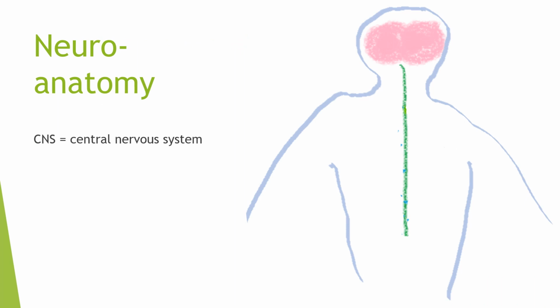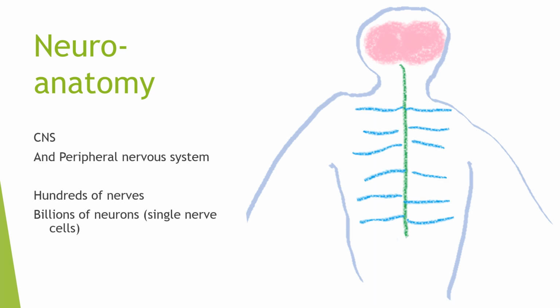First of all then, the simplest part of neuroanatomy. When people talk about the central nervous system, what they're talking about is the brain and the spinal cord, nothing else. When we talk about the central nervous system and the peripheral nervous system, what we're doing is we're thinking about the entirety of the nervous system.